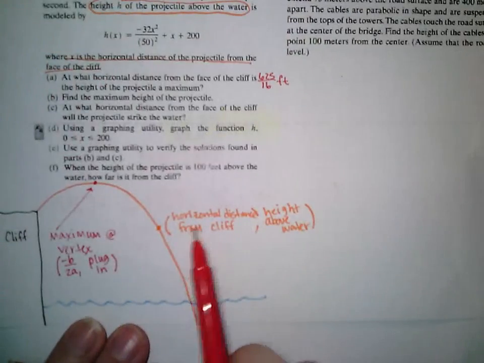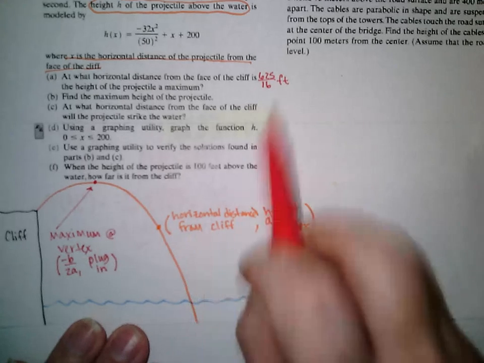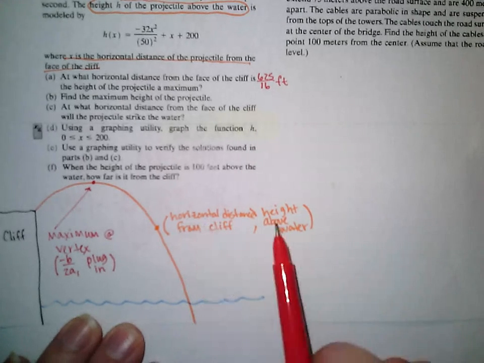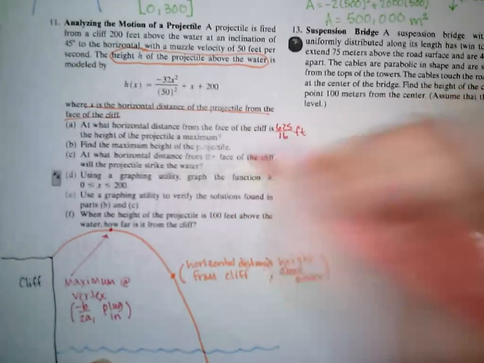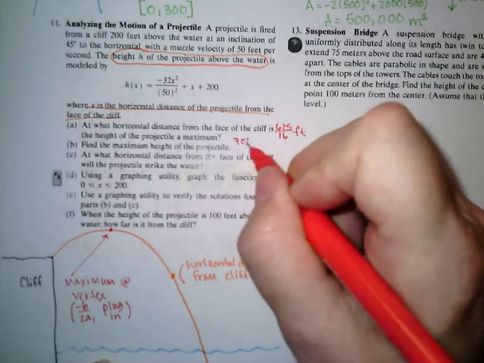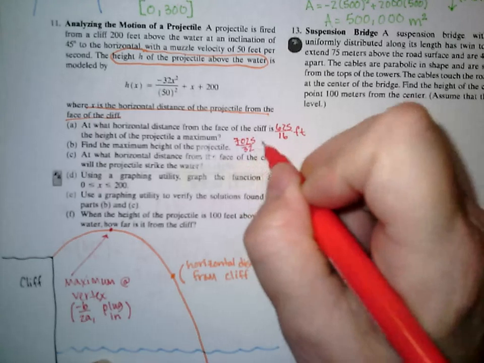So we had 625/16 here, and 7,025 over 32 here. So that is our maximum height, 7,025 over 32 feet.